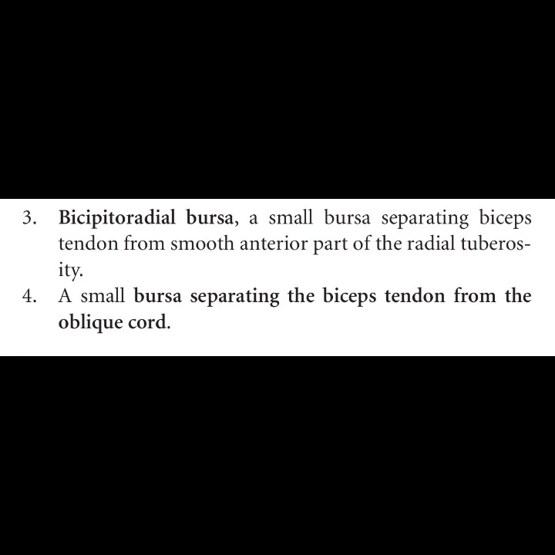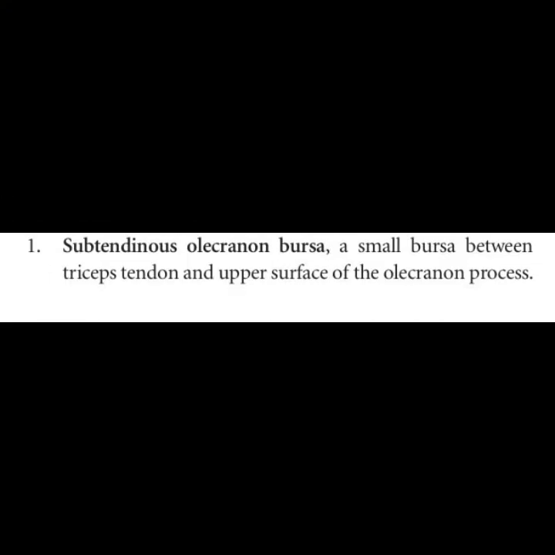You also have some bursae here, which are the bicipitoradial bursa, and the bursa separating the biceps tendon from the oblique cord. But the key bursae here are the subtendinous olecranon bursa and the subcutaneous olecranon bursa. Don't forget, subtendinous olecranon bursa, subcutaneous olecranon bursa. You also have others like the bicipitoradial bursa and the bursa between the biceps tendon and the oblique cord.